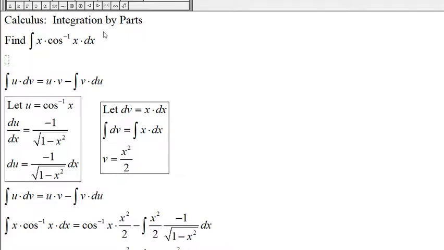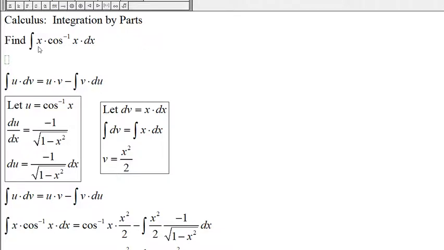We want to use integration by parts to find the integral of x times cosine inverse of x. Once again, the formula for integration by parts is the integral of u times dv is equal to u times v minus the integral of v times du.